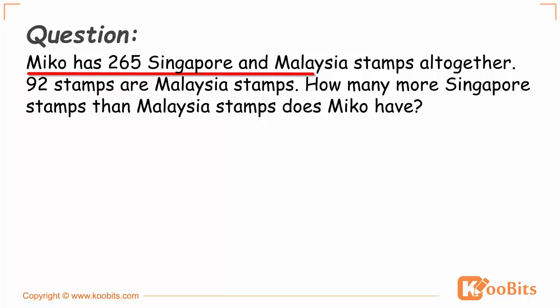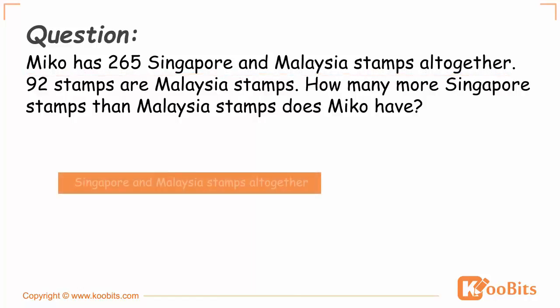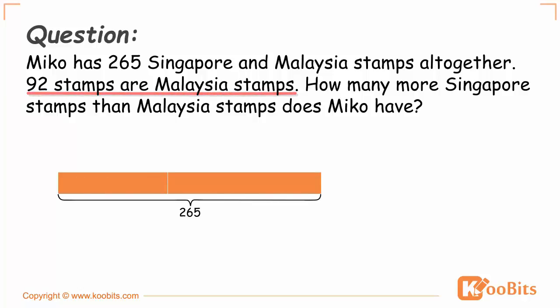Miko has 265 Singapore and Malaysia stamps altogether. Let's use a rectangle to represent the number of Singapore and Malaysia stamps altogether and label it 265. 92 stamps are Malaysia stamps. Let's divide the rectangle into 2 parts. One part represents the number of Malaysia stamps. Let's label this part 92. The other part represents the number of Singapore stamps.